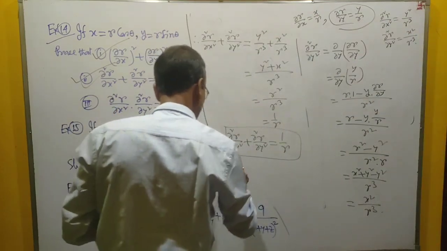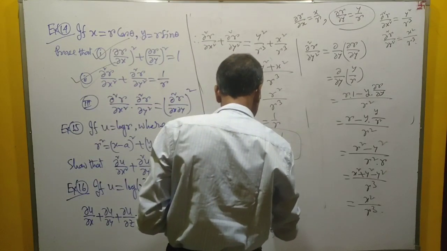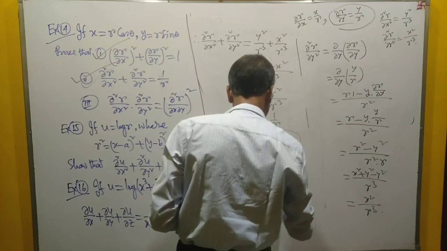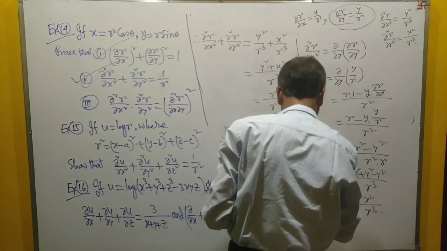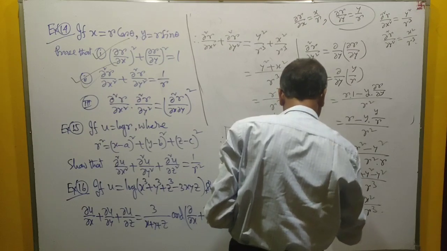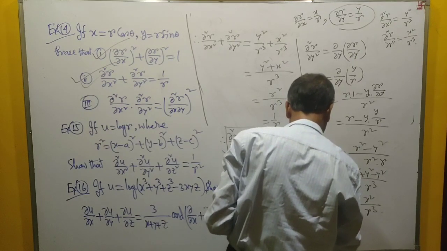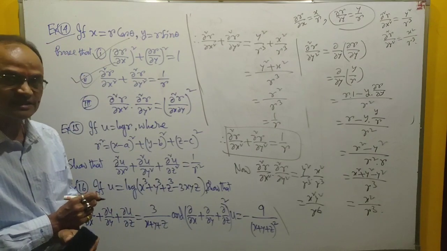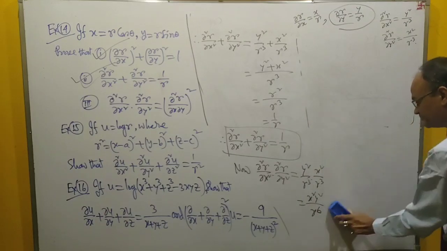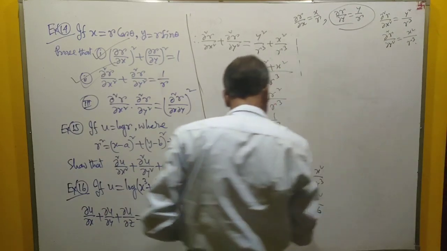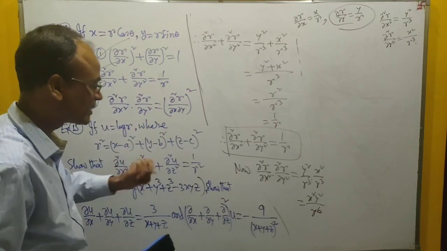Now, number three. Del 2 r by del x square into del 2 r by del y square equal to y square by r cube into x square by r cube equal to x square y square divided by r to the power 6. You will get this. Now, we have to prove that this is equal to del 2 r by del x square del 2 r by del y square equal to del 2 r by del x del y whole square.